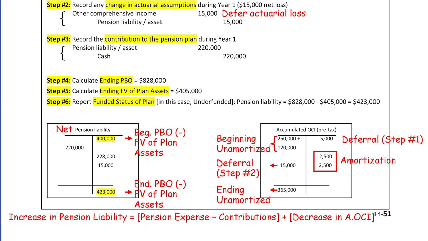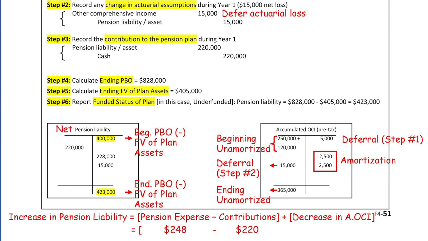Now let's put the numbers. For pension expense, the number is 248. That's from step number 1. Pension contributions, the number is 220. That's from step number 3. Now looking at the accumulated OCI balances, the beginning balance of accumulated OCI was debit 370. The ending balance on accumulated OCI was debit 365.